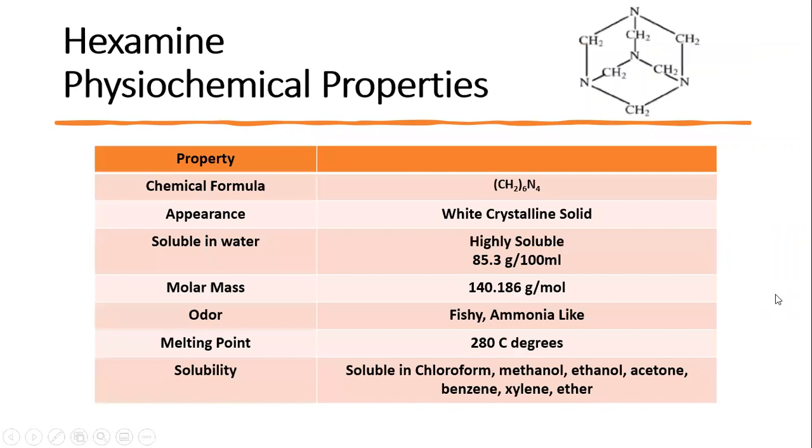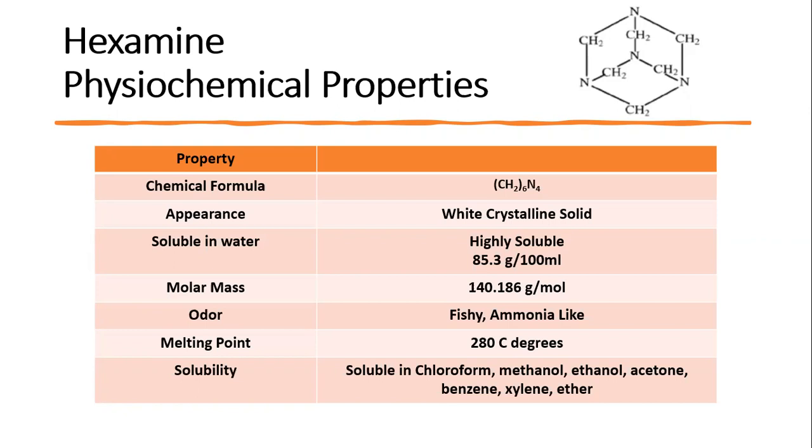For hexamine physicochemical properties, it has a chemical formula of C6H12N4, as seen on the structure above at the right, and it has a white crystalline solid appearance. It's highly soluble in water with a solubility of 85.3 gram per 100 ml. It has a molar mass of 140.186 gram per mole, and it has a fishy ammonia-like smell. It has a melting point at 280 Celsius degrees.